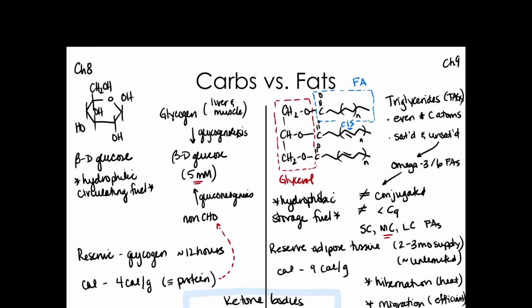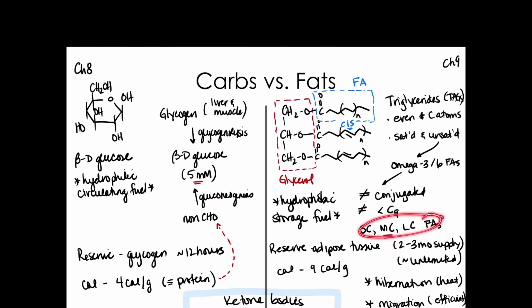Again, if glucose is nature's favorite hydrophilic circulating fuel, the hydrophobic storage fuel that is preferred by nature in your bodies is triglycerides, and that's the main storage molecule in adipose tissue.